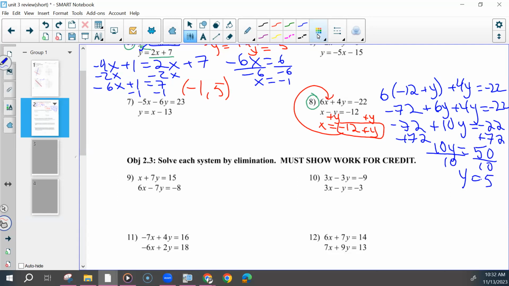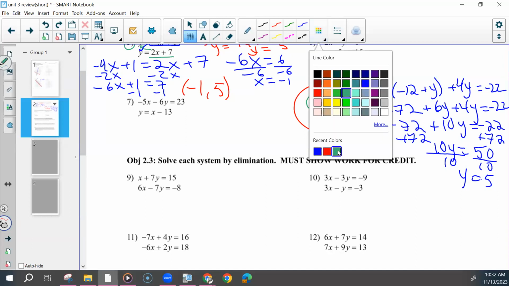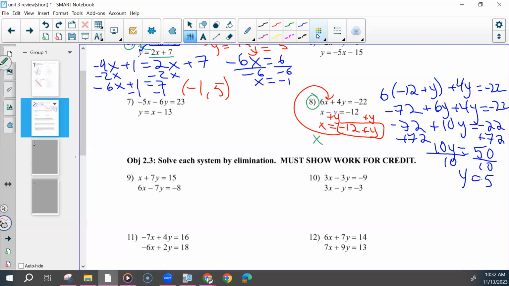Just like the last one, we have to go back and find x. So we're going to take this value and put it into our x equation. We have choices, one of the originals and the one we solved. Since this one is already solved for x, I would use that. We have x equals -12 plus 5. What's our x value? So we would write the ordered pair x and y: -7, 5.